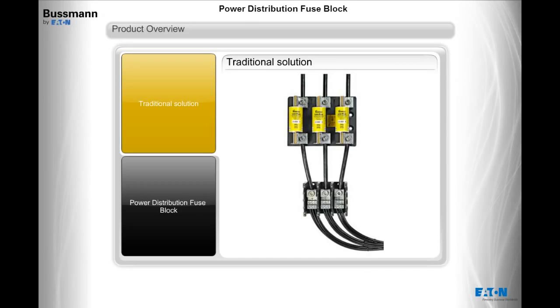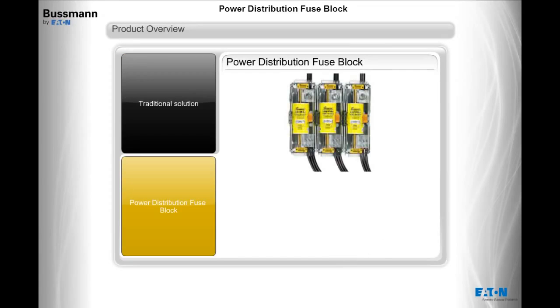Traditional solution. Here is the traditional solution with power feeding a 3-pole Class J fuse block, and then utilizing power distribution blocks to feed power to multiple branch circuits. Power distribution fuse block. Here is the new solution that features a fuse block with built-in power distribution capabilities, eliminating the need for the additional power distribution block.